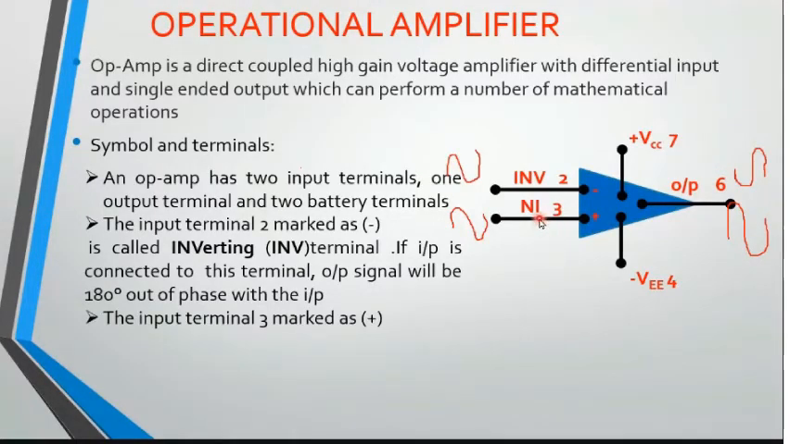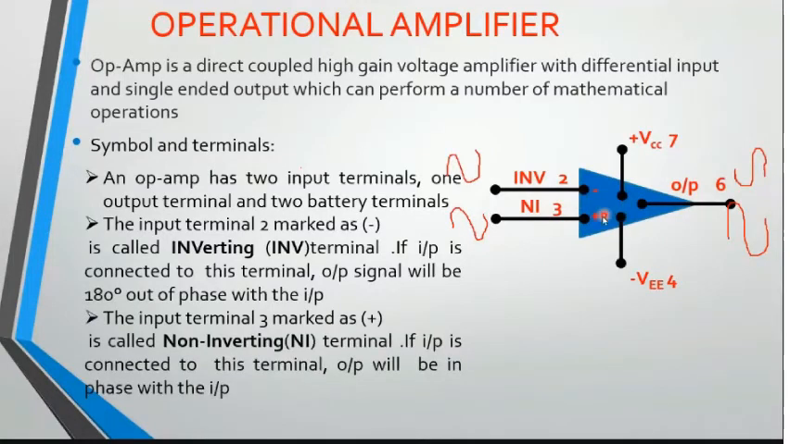Input 3 is marked as positive. This is called the non-inverting terminal. See, as I told you, the name itself will tell you which terminal is what. INV means inverting, so there will be a change in phase. NI means non-inverting, so there will be no change in phase. Also, the output will be in phase with the input.